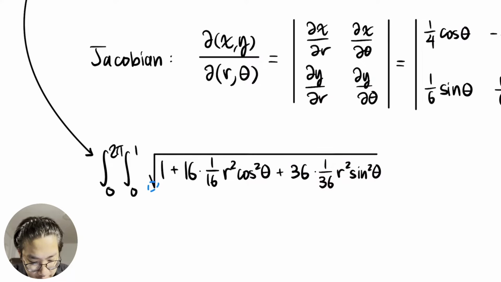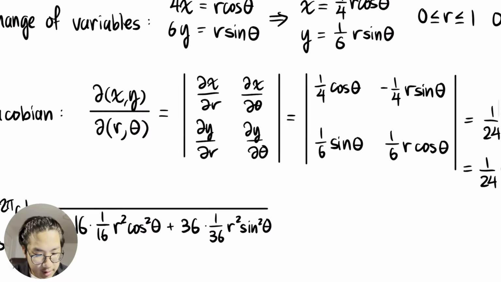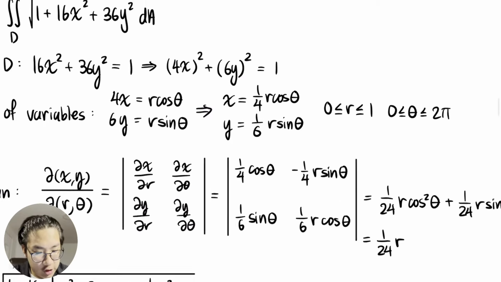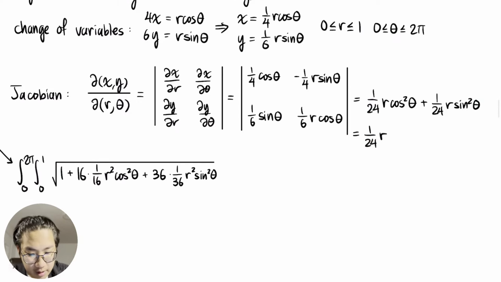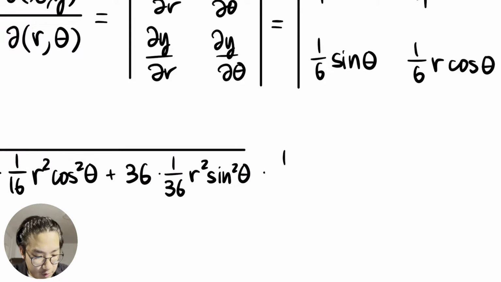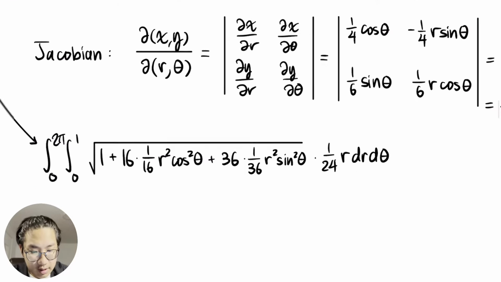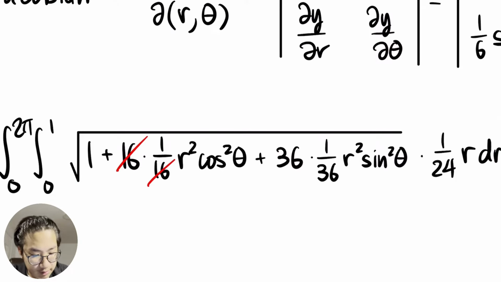Let me move this up a bit. It's better. And then don't forget to multiply by the Jacobian, which we solved for right over here. So times 1 over 24 r, and then here comes the dr d theta. So from this step, we have a lot of simplifications we can make. 16 and 16 will cancel, 36, 36 cancel. And then exactly as before, we can factor out an r squared, and then what we're left with is r squared times sine squared theta plus cos squared theta, which obviously is just 1.